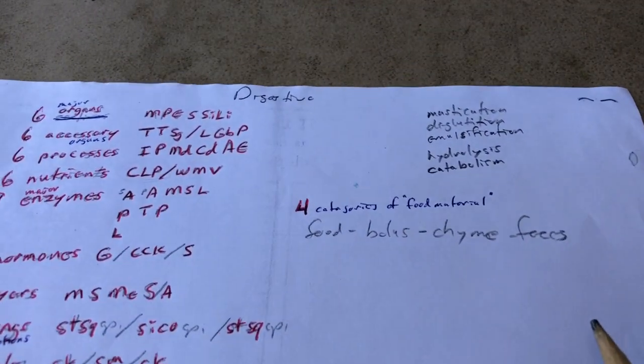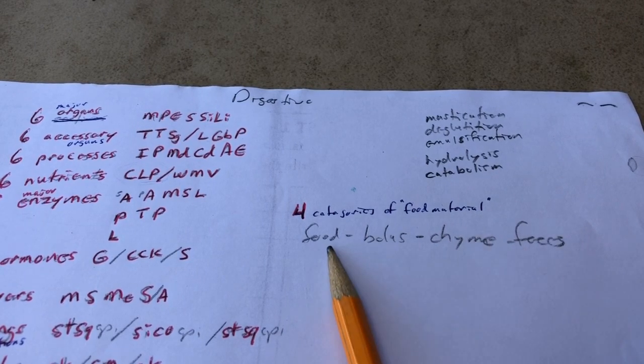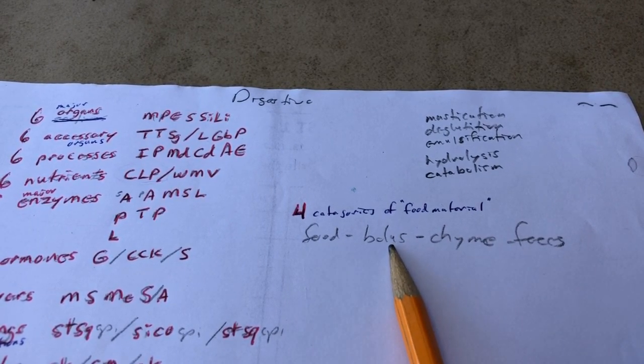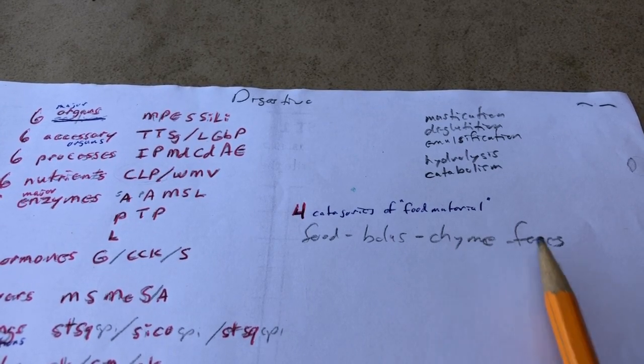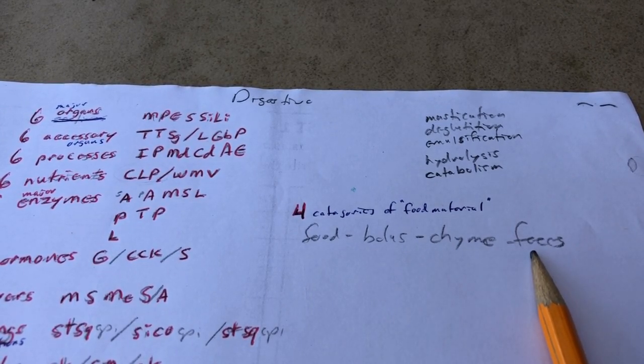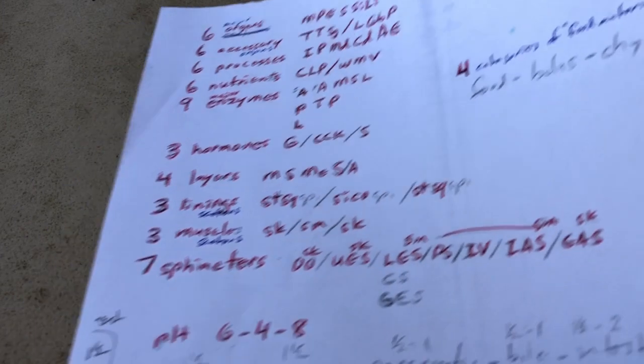Also, some general ideas. There are 4 categories of the food material. Outside your face, we'll call it food. But what you swallow down your esophagus, we're going to call a bolus. The soupy mixture that's formed inside your stomach and goes all the way through your small intestine is called chyme. And when chyme moves into the large intestine and bacteria is added, it's then called feces. So this is the general overview of the most important things.